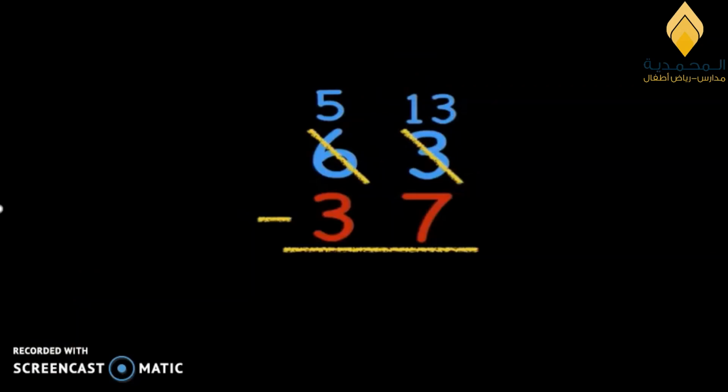Now, let's go ahead and subtract. 13 minus 7 is... excellent, 6. Now, move to the tens place. 5 minus 3 is... easy. Good job, 2. So the answer is 26. The answer, or the difference, is 26.